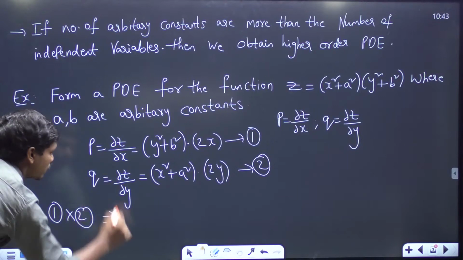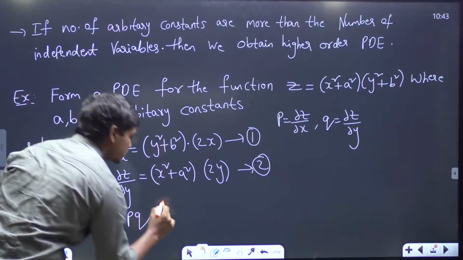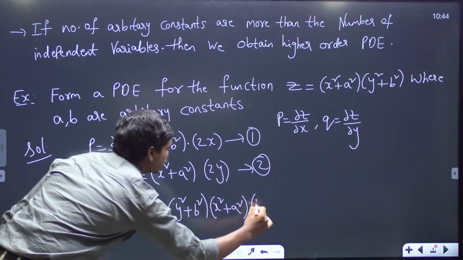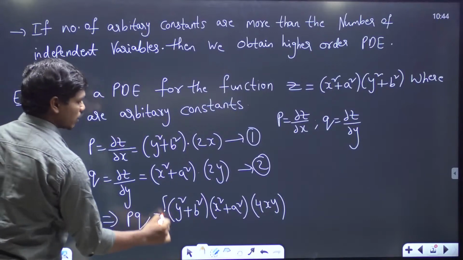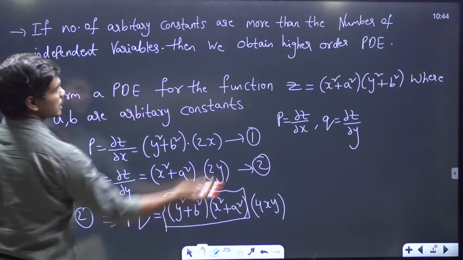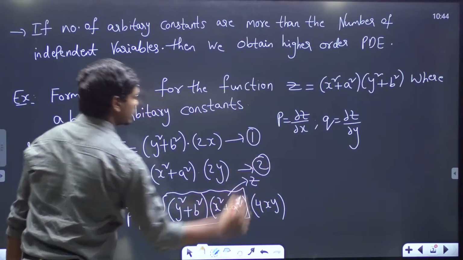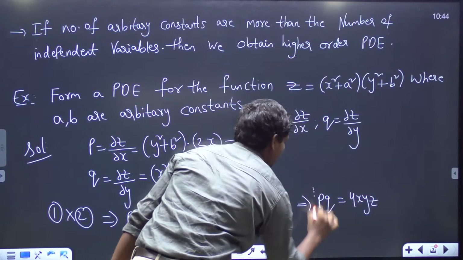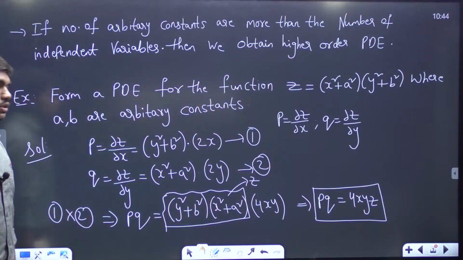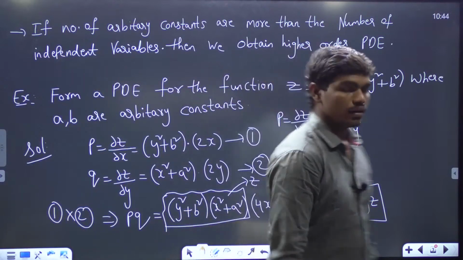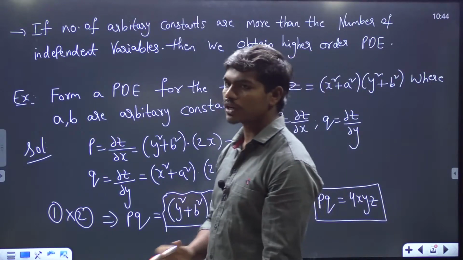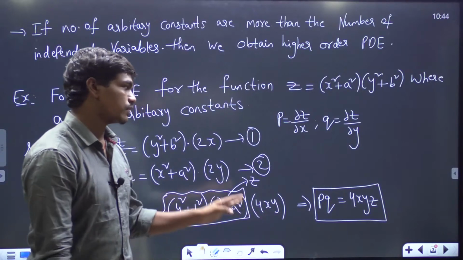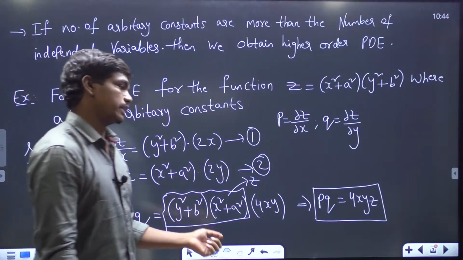If you multiply both left hand sides, you have PQ is equal to, multiplying both right hand sides, y square plus b square into x square plus a square into 2x into 2y, which is 4xy. And to eliminate this combination, y square plus b square into x square plus a square is nothing but z, which is given in the question. So you have PQ is equal to 4xyz. Yes, correct. This is how you will be forming differential equations. Generally, they are not asked in the GATE examination frequently. Not even two questions have been asked so far, but it's good to know. So PQ is equal to 4xyz is one way you could solve it.